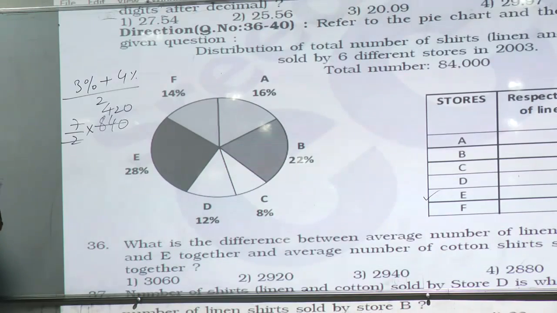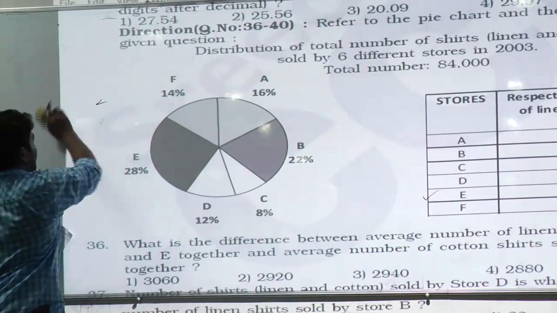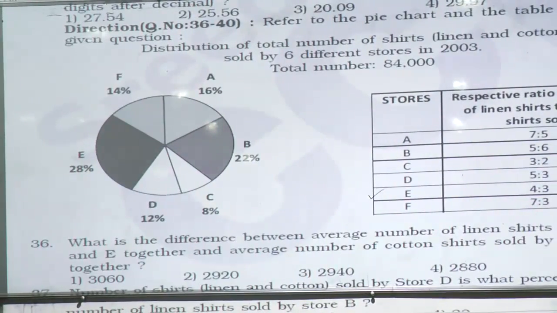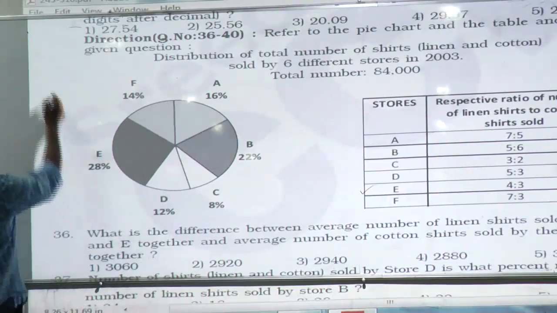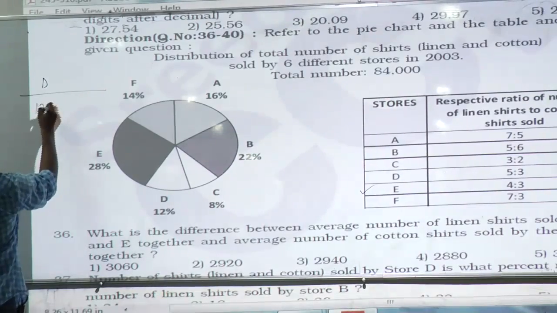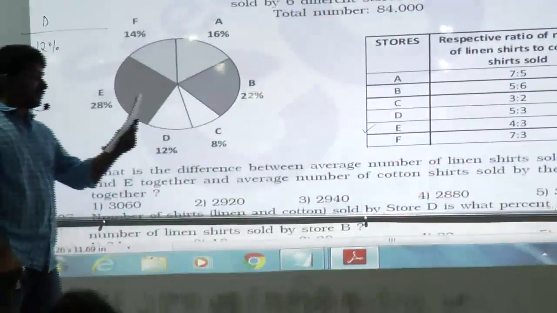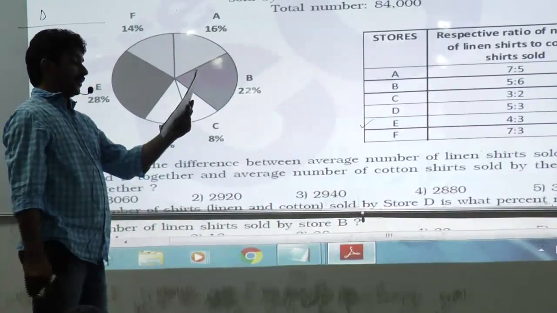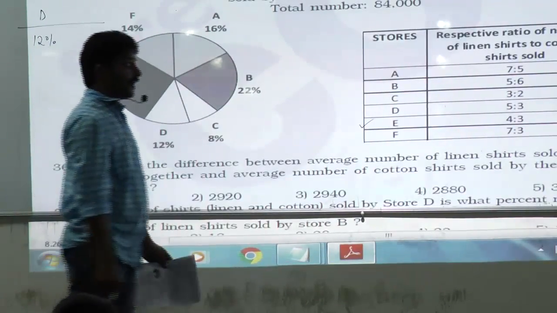37. The number of shirts sold by store D is what percent more than the number of linen shirts sold by store B? D is how many parts? How much percent? 12%. And it is what percent more than the linen shirts sold by B?